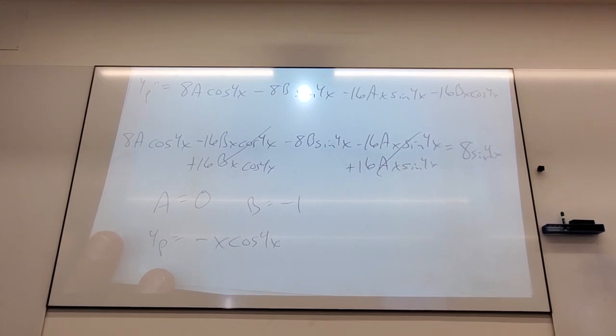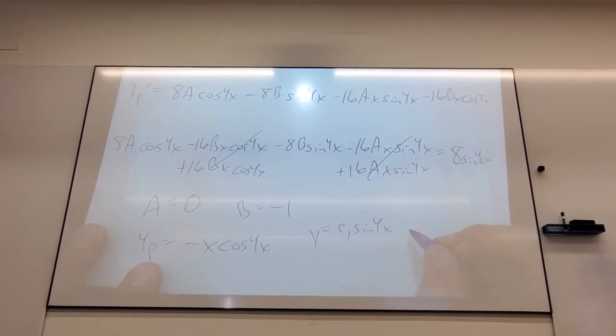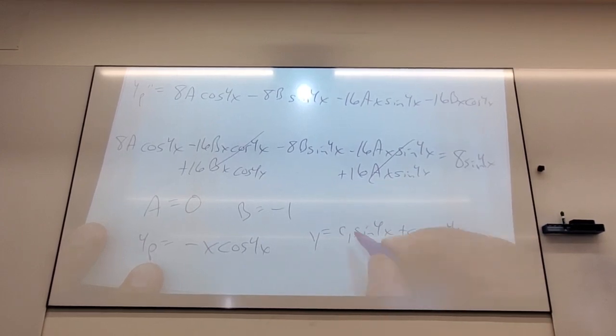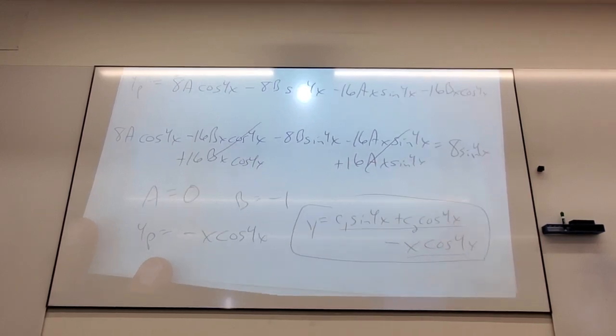How's that look? Is that alright? So therefore I know that y equals c1 sine 4x plus c2 cosine 4x minus x cosine 4x. There's my yc, there's my yp.